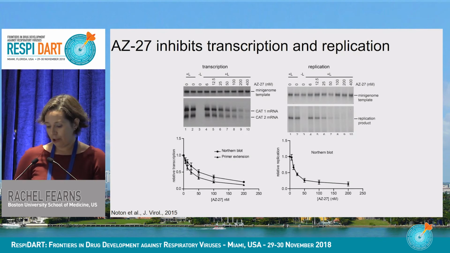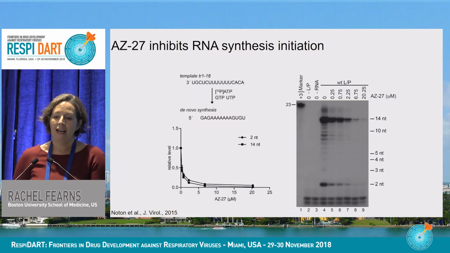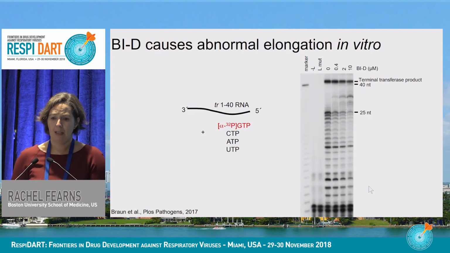We were able to show it inhibited a very early step in both of these processes, and then we went to our in vitro assay and showed that it actually inhibits the formation of the first dinucleotide, so this 2 nucleotide product is inhibited by AZ27. Looking at BID, BID was a compound developed by Boehringer Ingelheim, and it was known to be a capping inhibitor. And we confirmed it's a capping inhibitor, but we showed it had another activity as well.